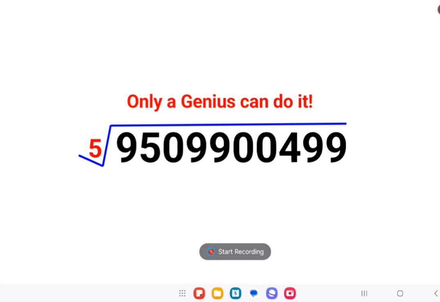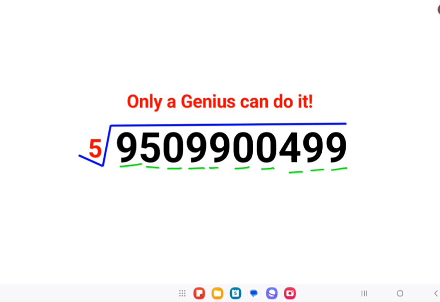Welcome everyone. So today we're going to find out the fifth root of such a big number. The number is 95099000499. Now when you have to find a fifth root of such a big number, especially when there is no calculator involved, there are a few tricks with which you can do this, and it can take very little of your time.